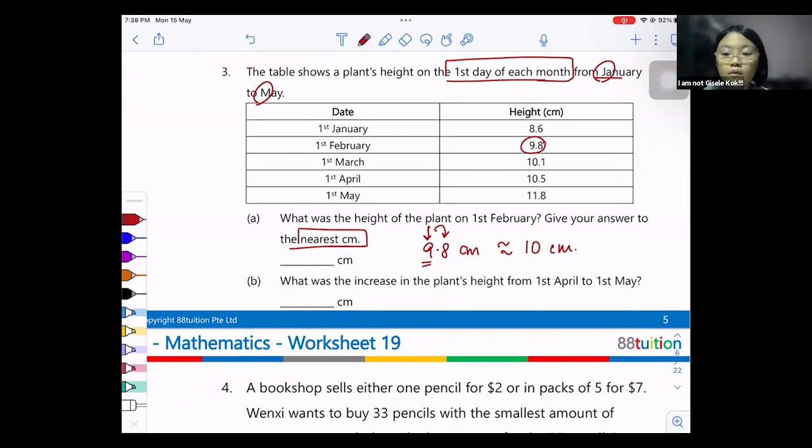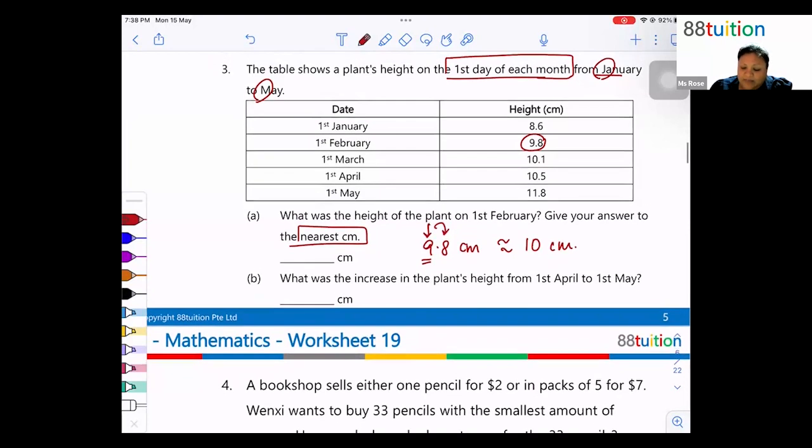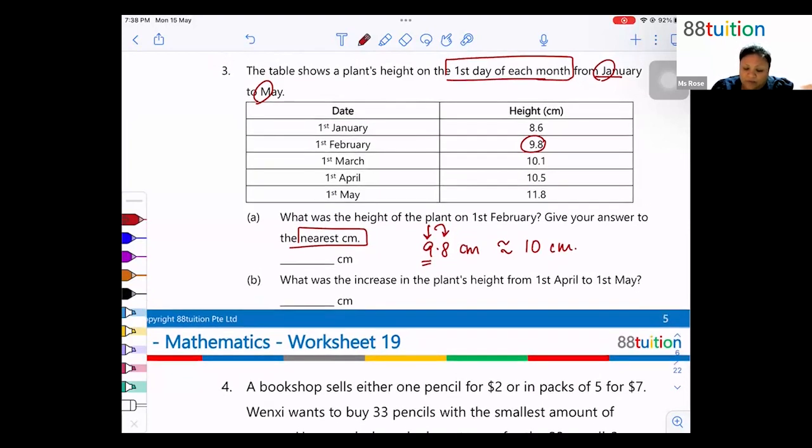Now, what was the increase in plant height from 1st April to 1st of May? This is just testing whether you are able to add or subtract, in this case, subtract decimals. So you want to find the increase. That means you want to find the change from 10.5 to 11.8. So what I do is take 11.8 minus 10.5 to give me 1.3 cm.